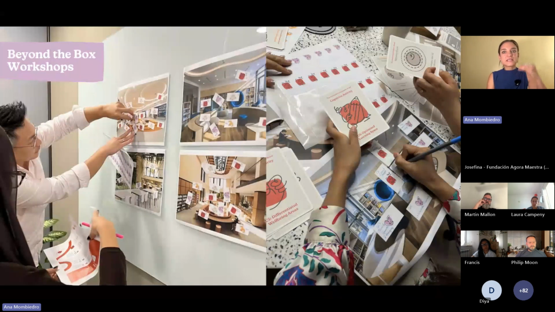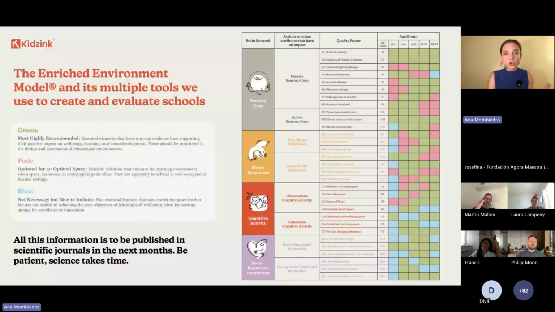And we do this systematically to make sure that our designs are reaching the top level when it comes to science. We are developing many different kinds of tools, and as I usually say to my students as well, this information is to be published in scientific journals in the next months. So be patient, because science takes time. This is not fast. This is slow, because we want to make sure that we're measuring accurately everything we're producing. But the model is actually out and you can use it.